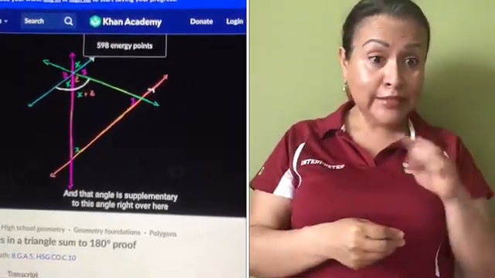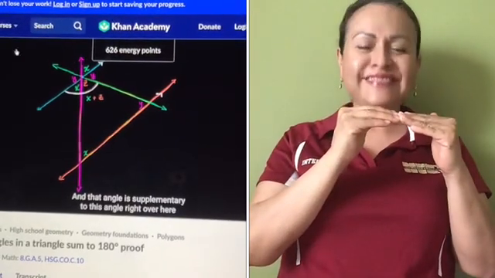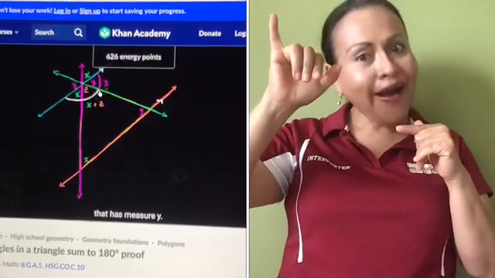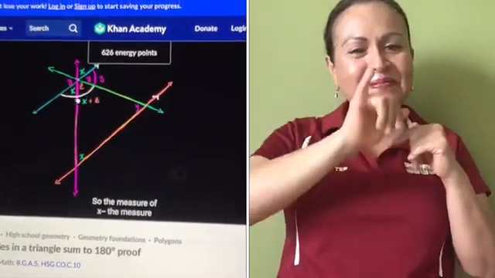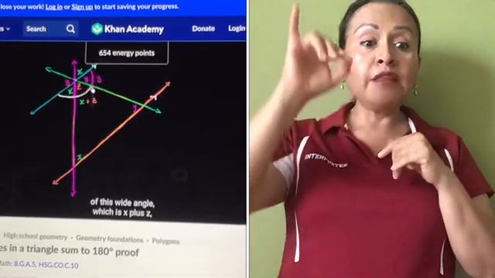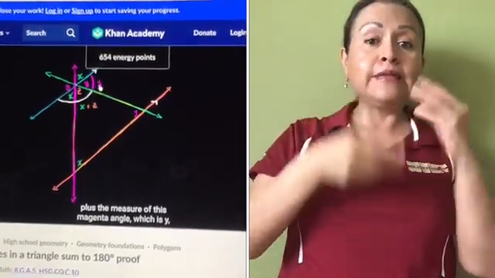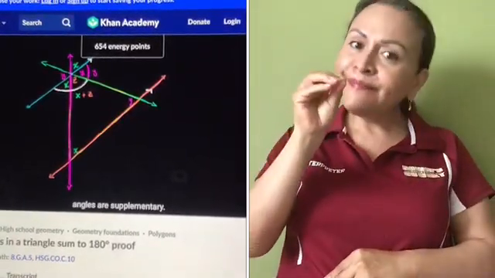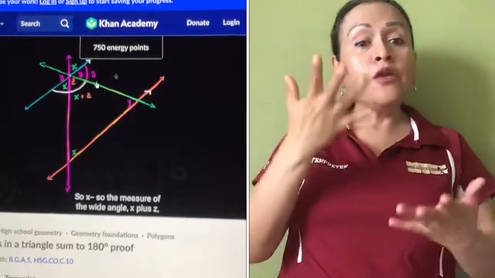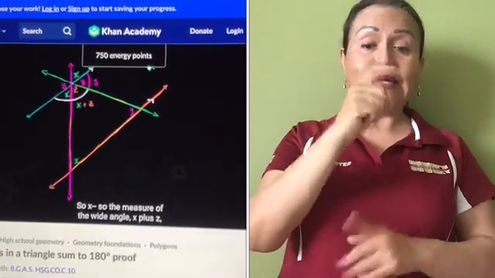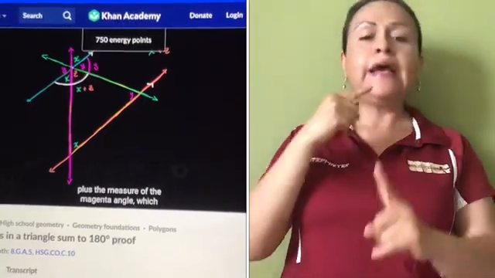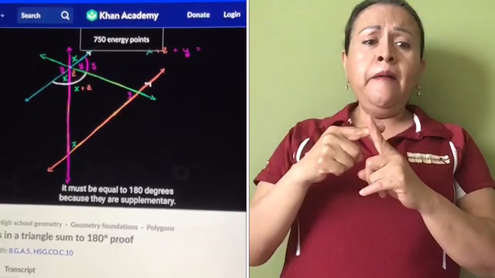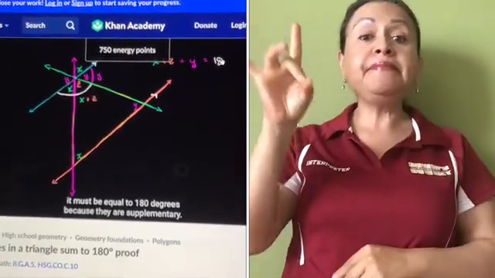and that angle is supplementary to this angle right over here that has measure y. So the measure of this white angle, which is x plus z, plus the measure of this magenta angle, which is y, must be equal to 180 degrees because these two angles are supplementary. So the measure of the white angle, x plus z, plus the measure of the magenta angle, which is supplementary to the white angle, must be equal to 180 degrees because they are supplementary.